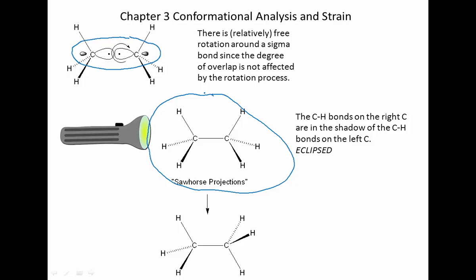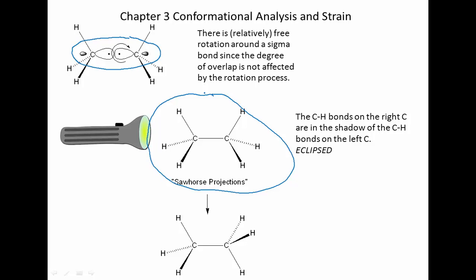Okay? We're going to call this form of ethane eclipsed because of that. There's an eclipsing interaction, just like an astronomical eclipse. The CH bond on the right carbon is eclipsed by the CH bond on the left carbon. In this form of ethane here, the CH bonds on these two carbons are as close to the CH bonds on the other carbon as they can possibly get.